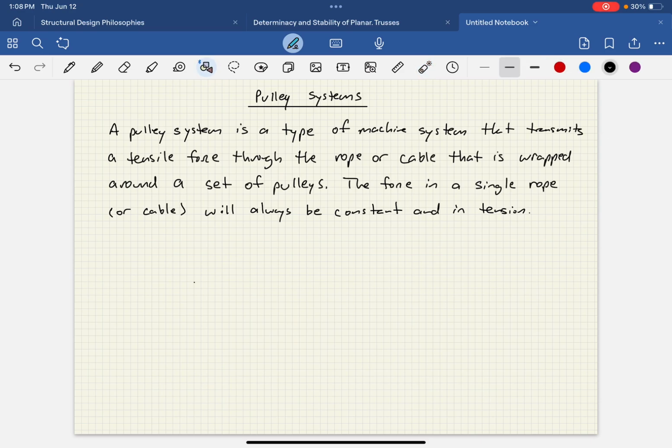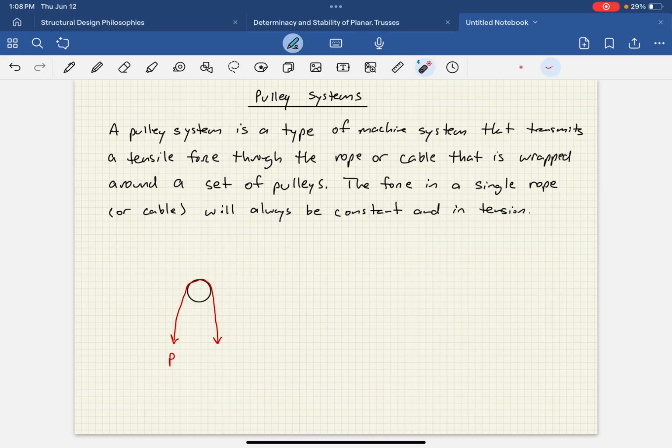Typically you have a pulley, which is kind of like a round system or object, and it has a little track on the inside of it. And that track will have a rope or a cable threaded around it, okay? Now, if you impose a force on one side of that rope or cable, let's call that P, then you're going to have a constant tensile force throughout the entire length of that cable.